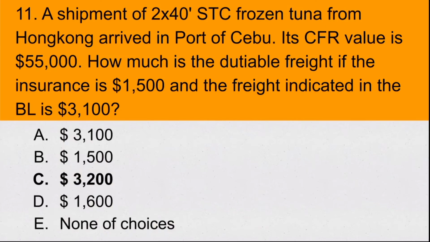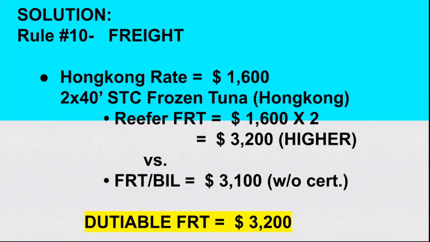So here's the solution. According to rule number 10, in freight, the Hong Kong rate is $1,600 for 2x40 STC frozen tuna from Hong Kong. Our reefer freight is $1,600 times 2, so we have $3,200, versus the bill of lading freight of $3,100 given in the problem without certification. So, obviously, the $3,200 from the Hong Kong rate is higher. So, our dutiable freight is $3,200 and that's the answer of this problem.